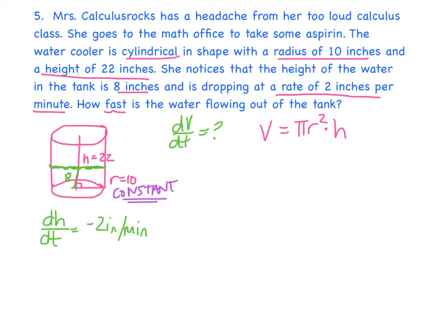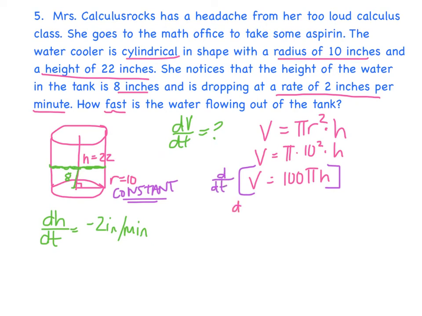Now, remember, if you have a constant, you're going to put that value in before you take the derivative with respect to time. So we're going to plug in what we know to be constant, which is our radius. So pi times 10 squared times the height. So if we simplify this, we get volume is 100 pi h. Okay? Now we're going to take the derivative of this with respect to time.